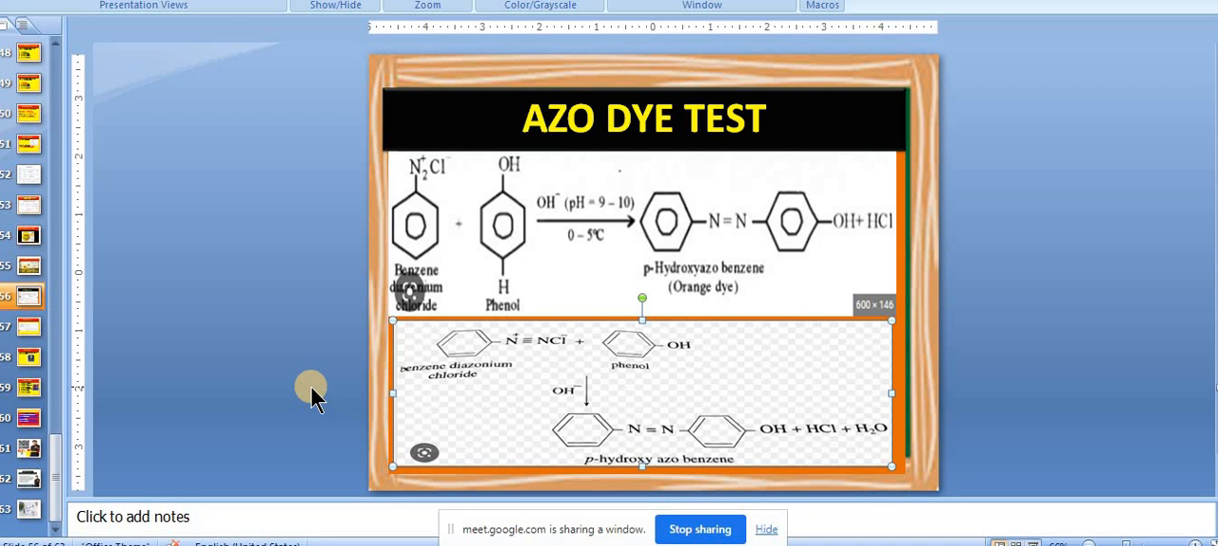Armandeep, sir, to distinguish aniline and methylamine, can we use the azo dye test? Oh, this is the only test we can do to distinguish between methylamine and aniline. The azo dye test is the only test which can be used to distinguish between methylamine and aniline, otherwise no test.